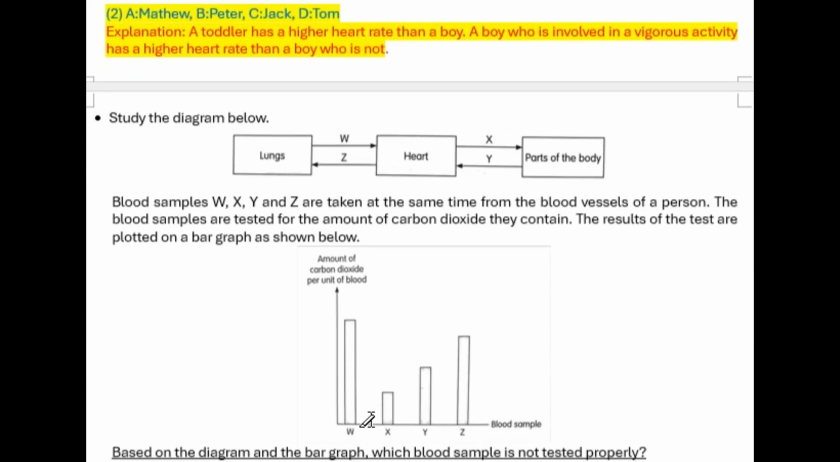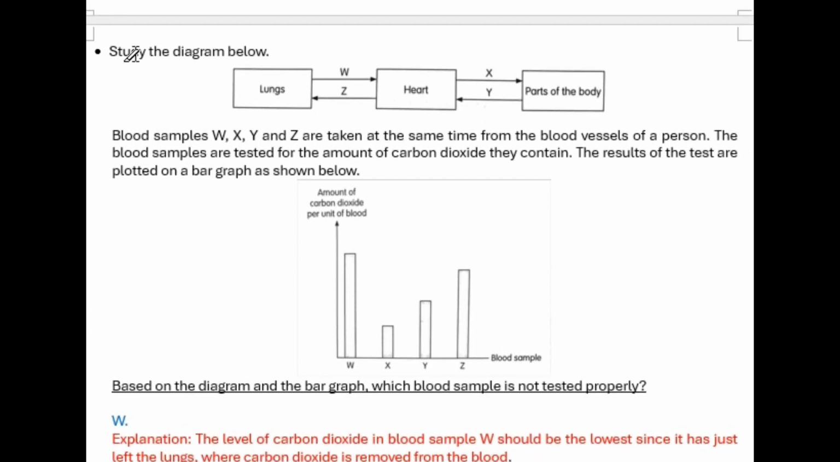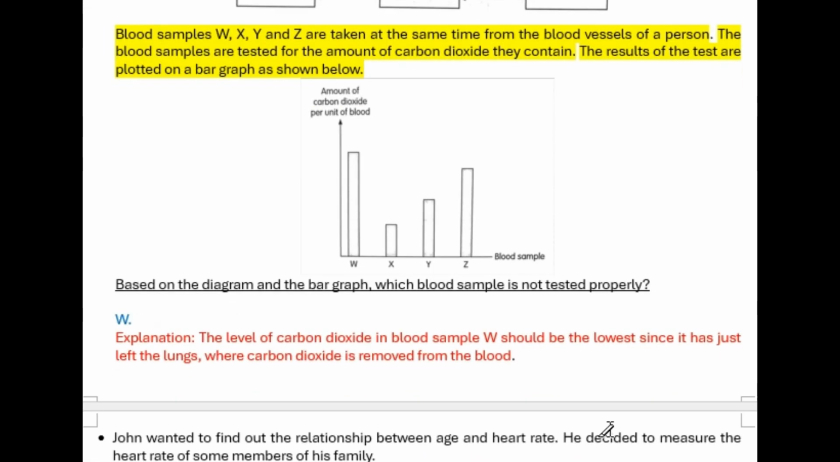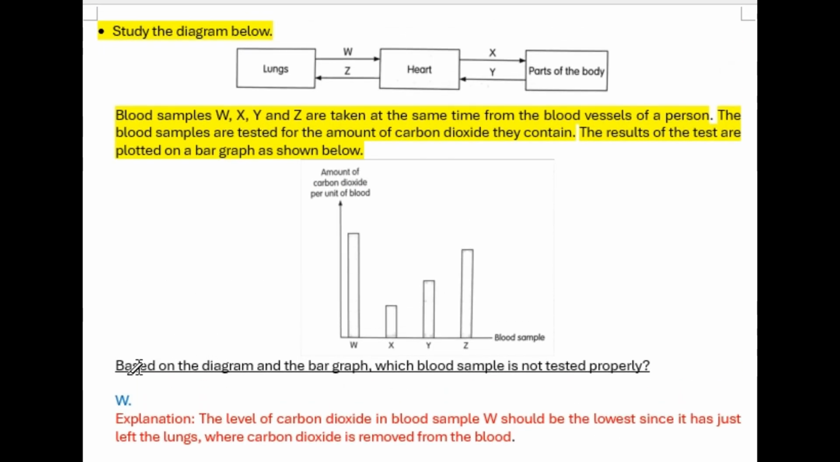Study the diagram below. Blood samples W, X, Y, and Z are taken at the same time from the blood vessels of a person. The blood samples are tested for the amount of carbon dioxide they contain. The results of the test are plotted on a bar graph as shown below. Based on the diagram and the bar graph, which blood sample is not tested properly? W.